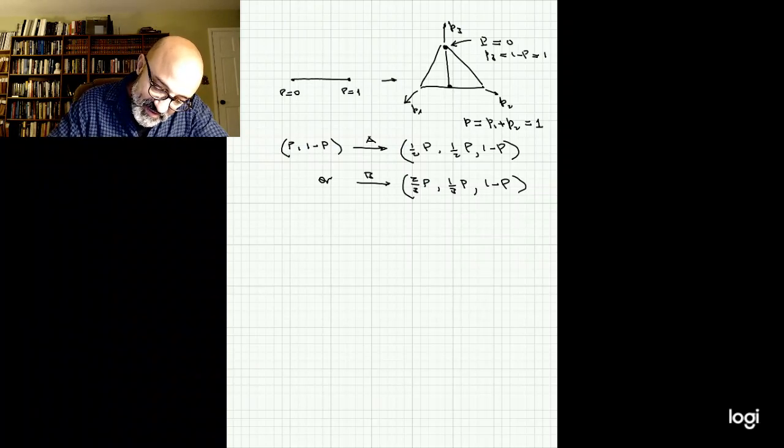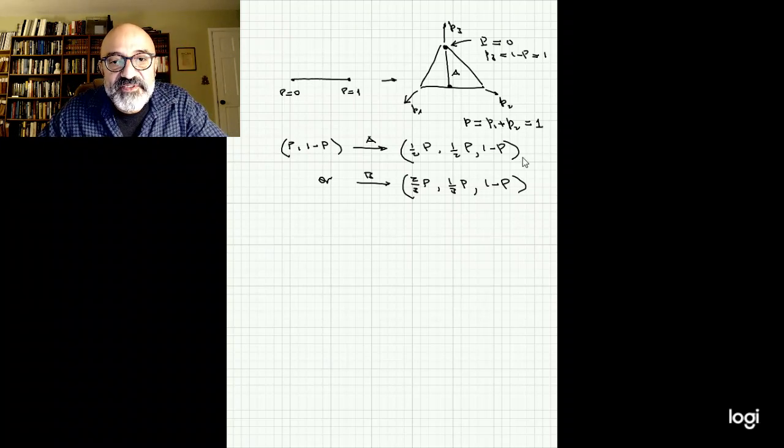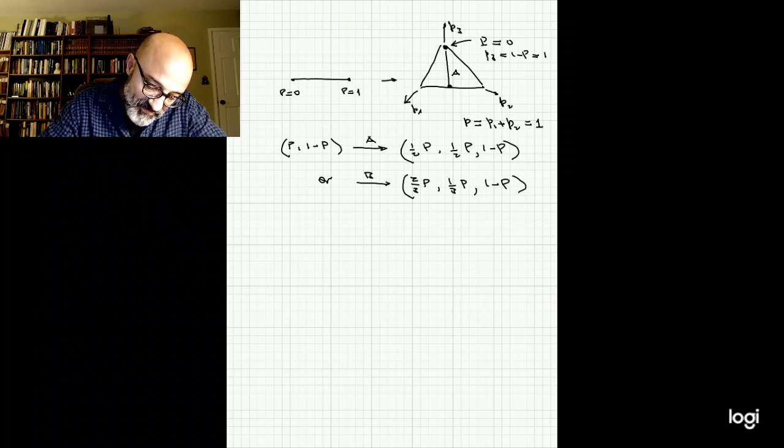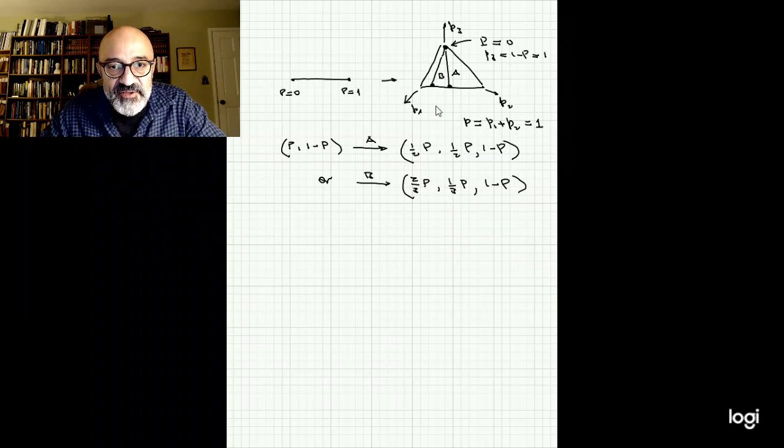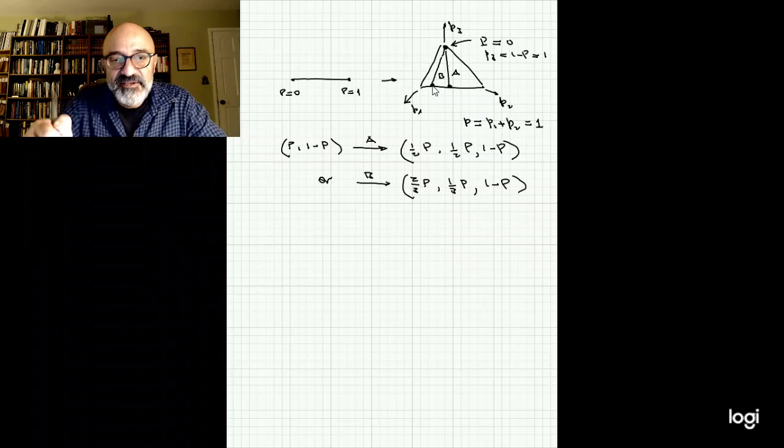This is the first embedding. In the second embedding, if you think a little bit more about it, you can see that it corresponds to that line. And depending on how you choose these coefficients, the 1/2 or the 2/3 and 1/3, you can actually move this line anywhere you want. There's an infinite number of ways of doing this.